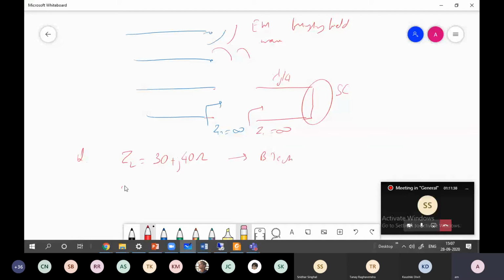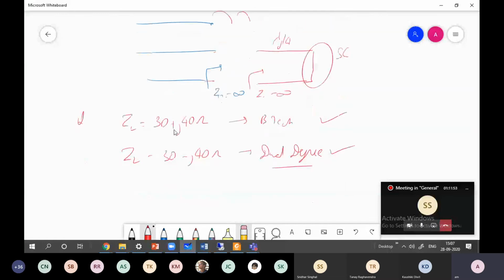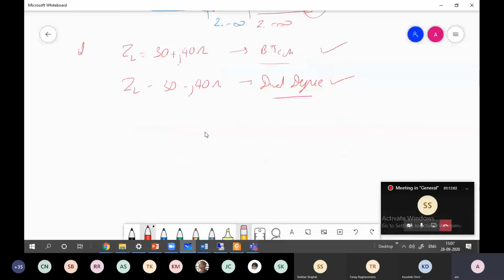Okay, use these different values: 30 plus J40 for the BTech students and 30 minus J40 for the dual degree students. Now, once you have this ZL, are you able to find the length of the stub and the position of the stub? This is an open circuit stub, and we discussed it in the last class.